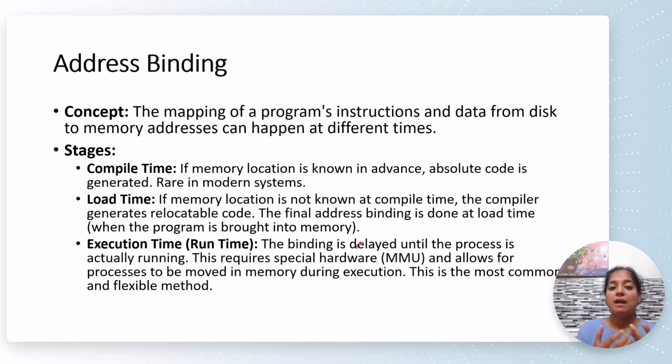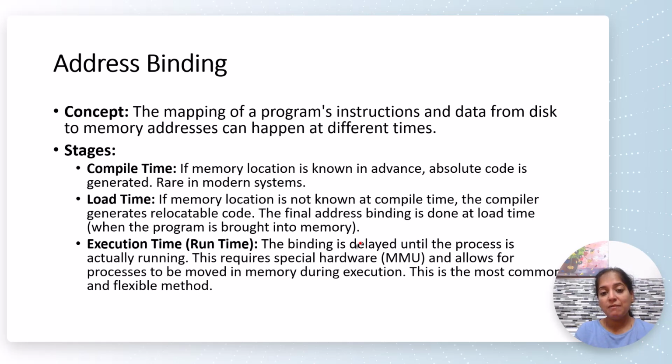Compile time is when the memory location is known in advance, that is where your program is going to be loaded, so we generate absolute code. Since the whole program is loaded at once in the main memory, we generally do not do it because it takes lots of memory. The other stage is load time. At load time, we can perform the address binding. If the memory location is not known at compile time, the compiler generates relocatable code. The final address binding is done at load time.